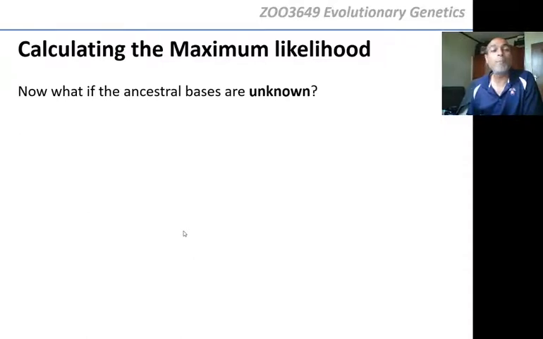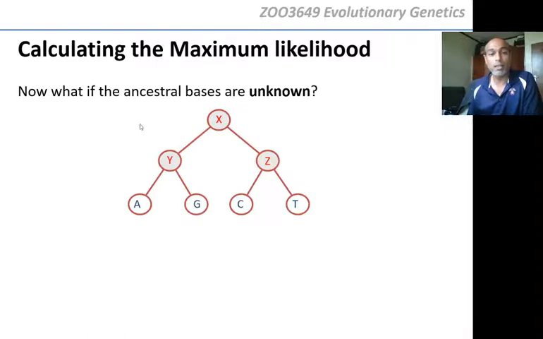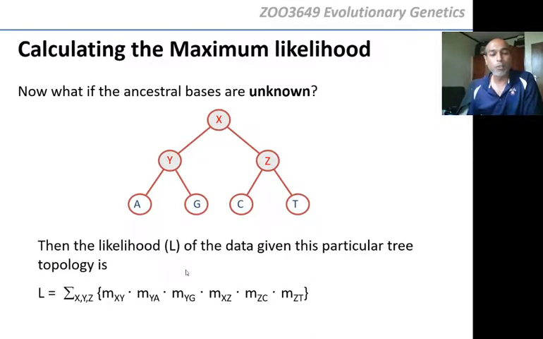Okay, so now what happens in the normal situation when we don't know the ancestral bases? Okay, here we go. Here it is. Same tree, but we don't know the bases. And we just put a placeholder X, Y, and Z because we don't know what the state was. Okay, in this position, what is the maximum likelihood? Also exactly the same, right? The likelihood of the data given this particular tree topology is the sum over X, Y, and Z, okay?